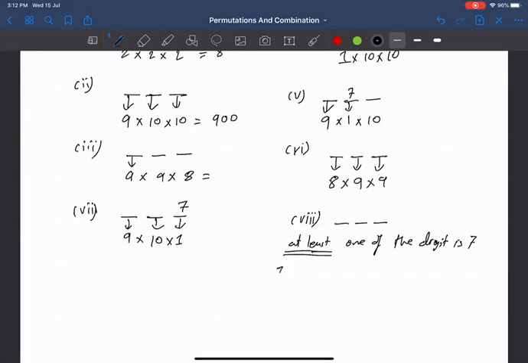So what you should do: you can have one digit 7, you can have 2 digits 7, you can have all 3 digits 7. But instead of doing all this, you can think of it in a different way. What is exactly the opposite of at least 1? At most one? Not at most. The opposite of at least one digit is none of the digits is 7.